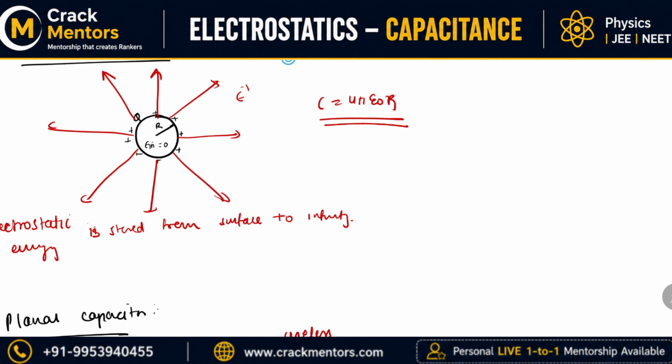Okay, even this can be converted into a good capacitor. How? You can simply take one sphere here and another sphere here, both overlapping. Let us say this radius is small r and this radius is capital R. If I place positive charge inside, it will automatically induce negative charge on the outer surface.